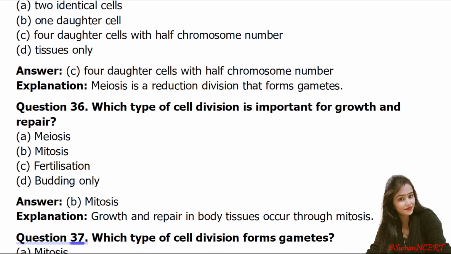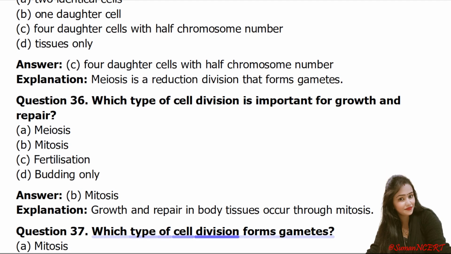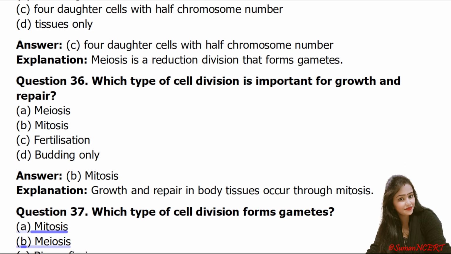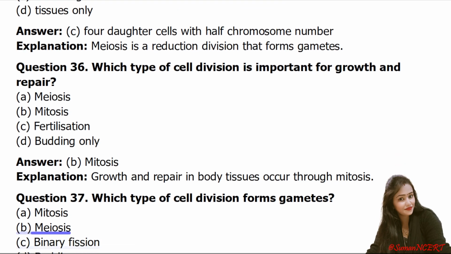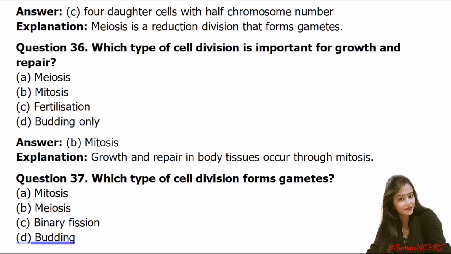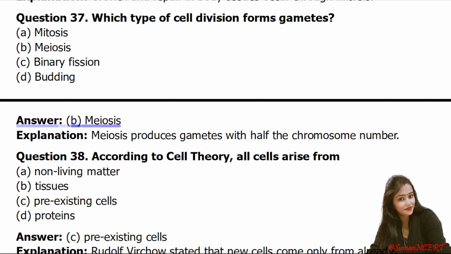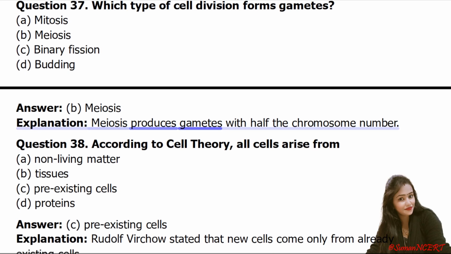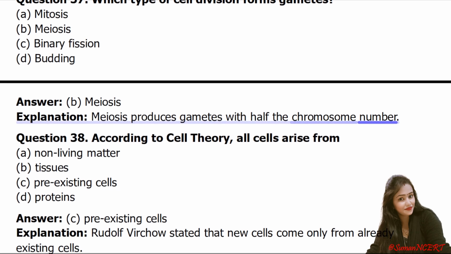Question 37. Which type of cell division forms gametes? A. Mitosis. B. Meiosis. C. Binary fission. D. Budding. Answer: B. Meiosis. Explanation: meiosis produces gametes with half the chromosome number.